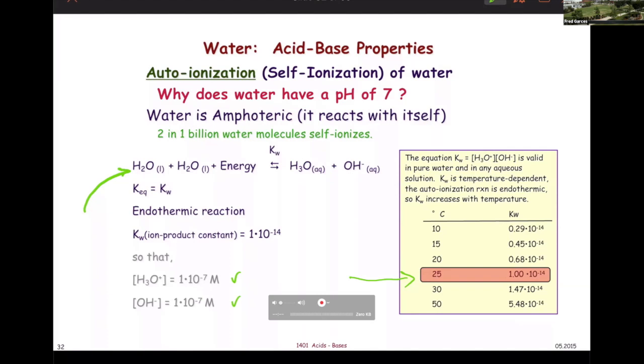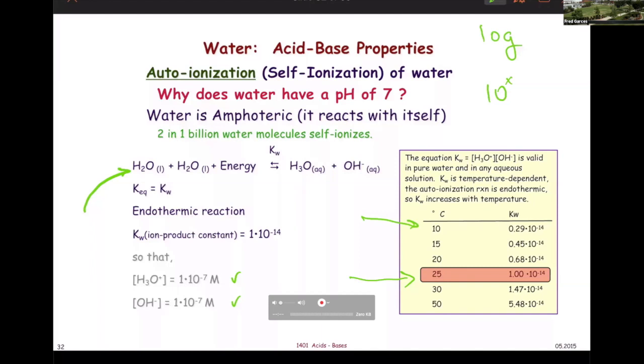Do not define neutrality as pH 7, because if the equilibrium constant is different, then when hydronium and hydroxide are equal, the pH doesn't equal 7. And today you're going to see how to calculate pH as well. You're going to have to learn how to use the log function in your calculator and 10 to the x, which is the anti-log function. So we'll do that shortly here.